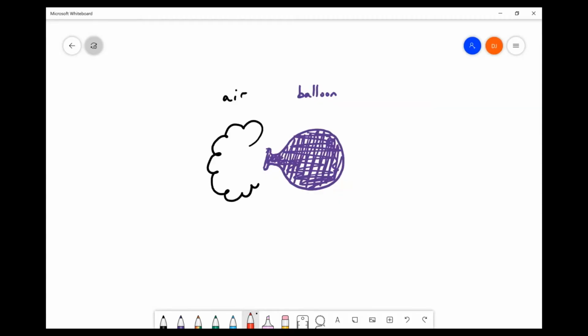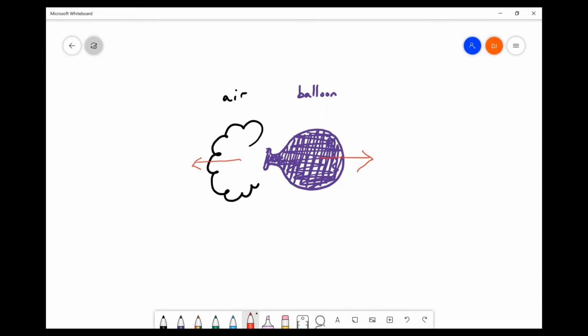Here's the balloon. It's pushing the air to the left, and so the air must push the balloon to the right with an equal and opposite force. The balloon's propelled to the right. This is how a rocket works.